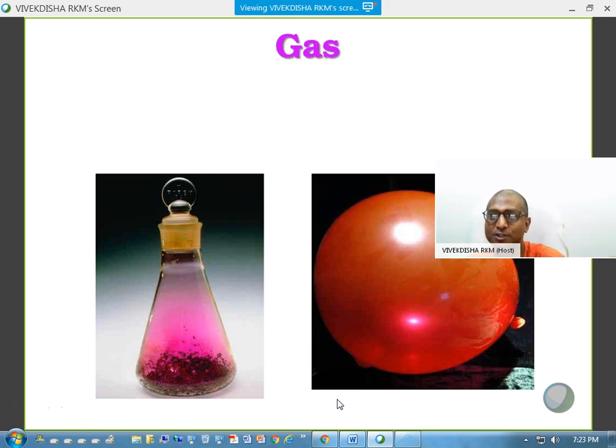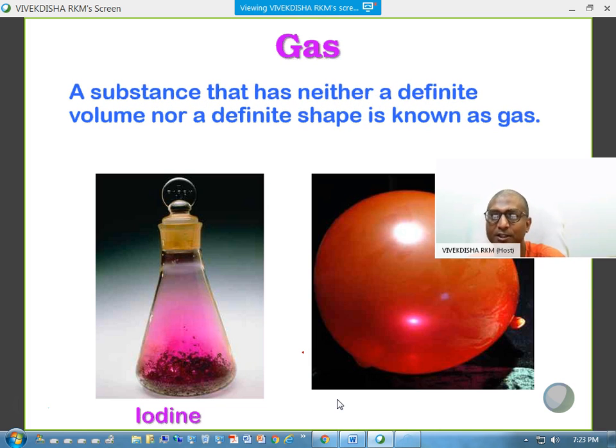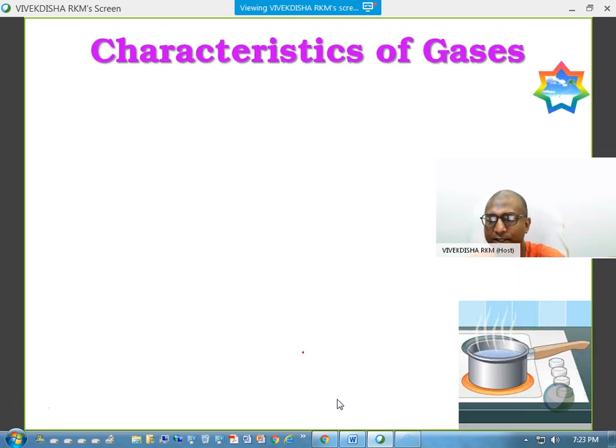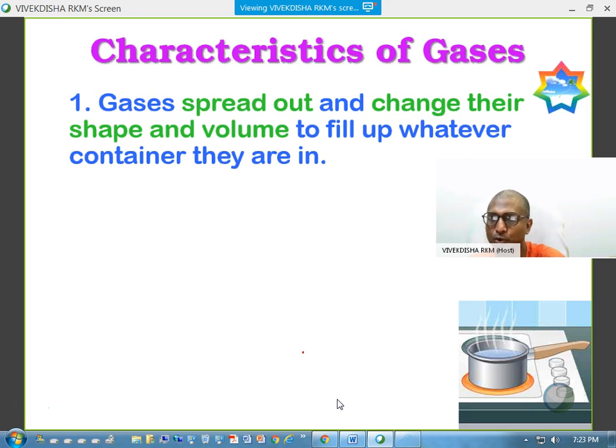Chlorine. Okay. So sometimes we can see the color of the gas, but sometimes we do not see, because as we are in the air, we cannot see the air color. So gas is that which has neither a definite volume nor a definite shape. We talked about that. Now again, the characteristics of gases. First one, from its own definition, gases spread out and change their shape and volume to fill up whatever container they are in.